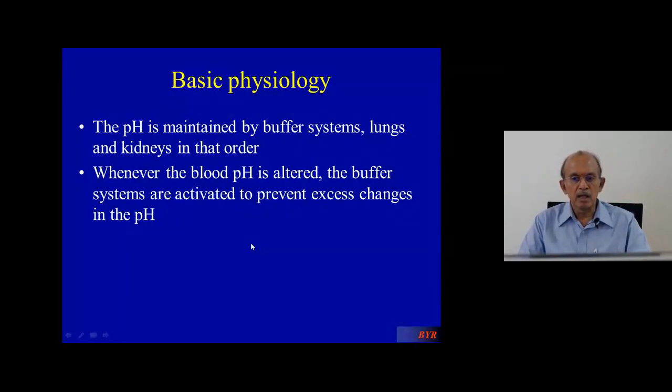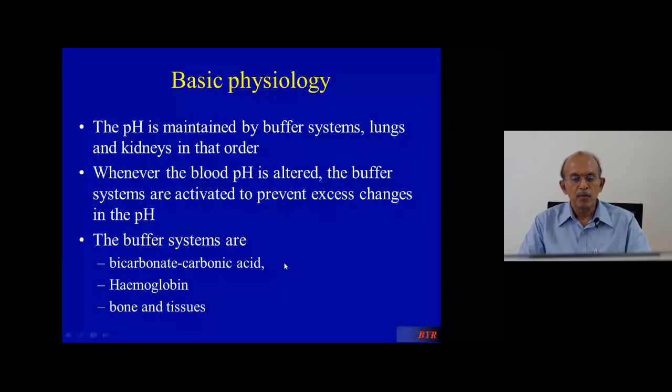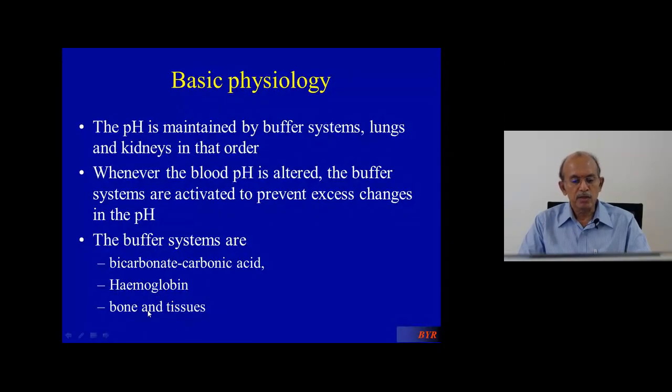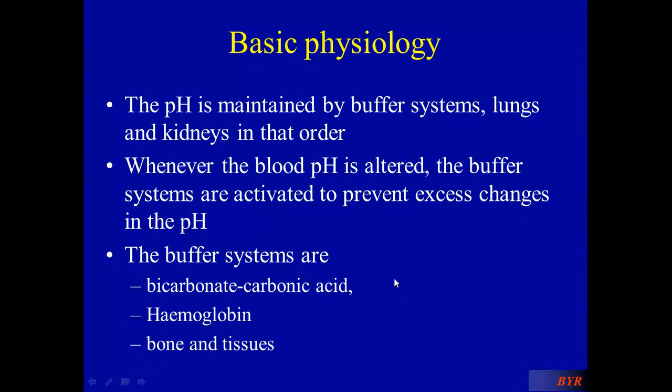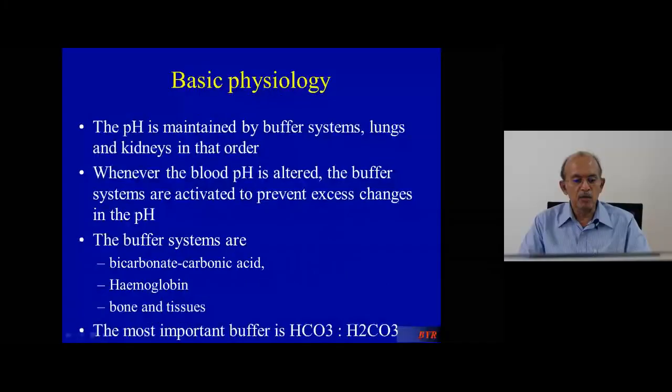Whenever the blood pH is altered, immediately the buffer systems are activated to prevent excess changes in the pH. The buffer systems are bicarbonate-carbonic acid, hemoglobin, bone and tissues. Hemoglobin absorbs acids and releases acid whenever there is alkali. Similarly, bicarbonate and carbonic acid is a good buffer system which neutralizes the changes in the pH levels. The most important buffer is bicarbonate and carbonic acid.